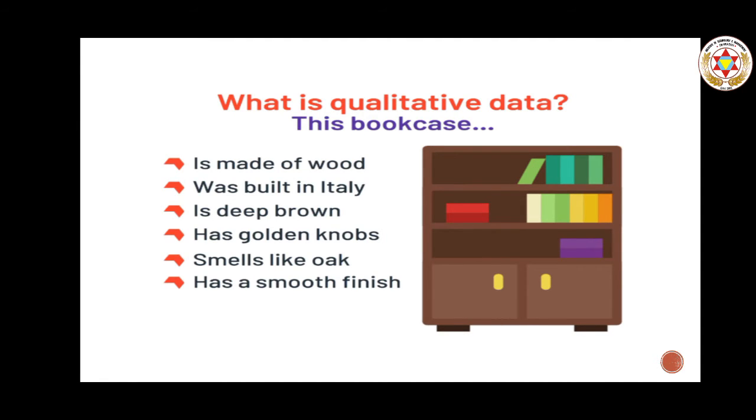Here again, you can see that the qualitative data is about, like in this case of a bookshelf, of course it is made of wood. It was built in Italy. Its color is deep brown. It has golden knobs. So these pieces of information are descriptive information. So this we can say they are qualitative data.